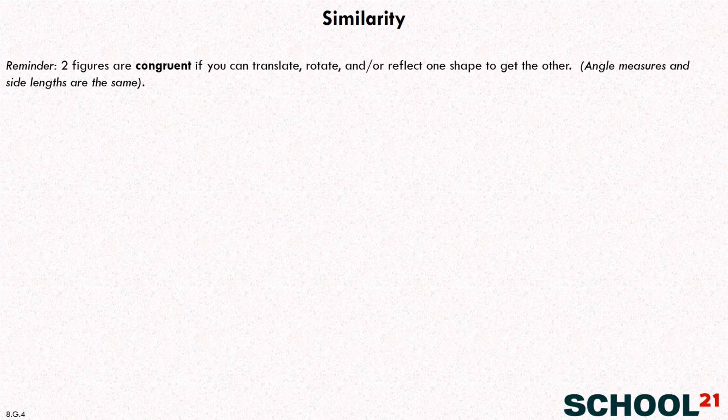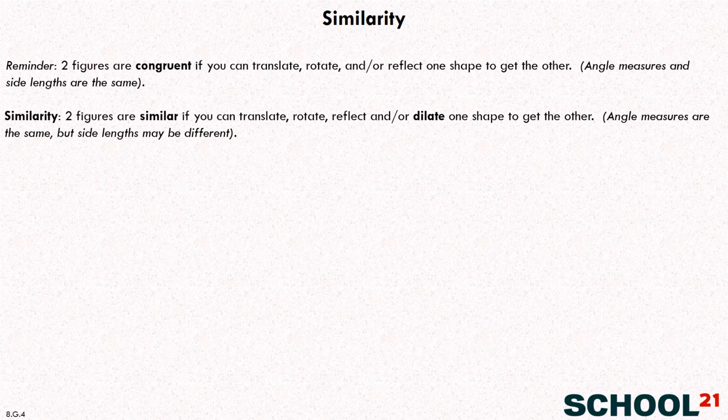Now, similarity is a little bit different. Two figures are similar if you can translate, rotate, reflect, and/or dilate. So we've added dilate to the list here, and you get from one shape to the other. The angle measures are going to be the same, but the side lengths may be different if you use dilation there. Okay? So let's look at a few examples.